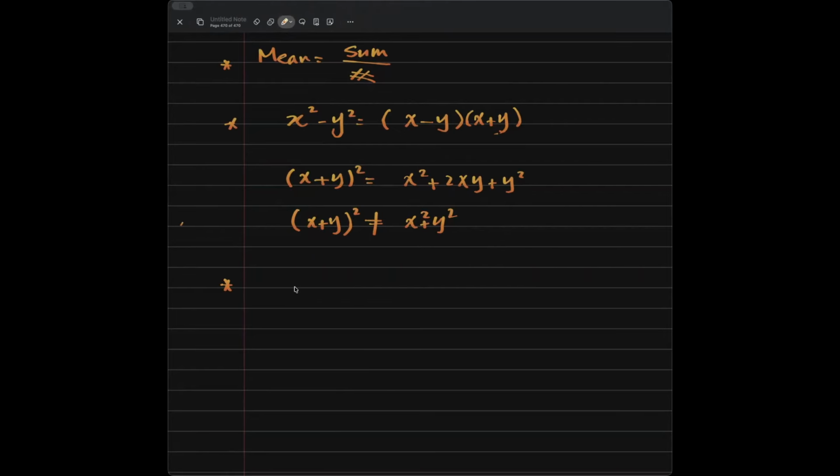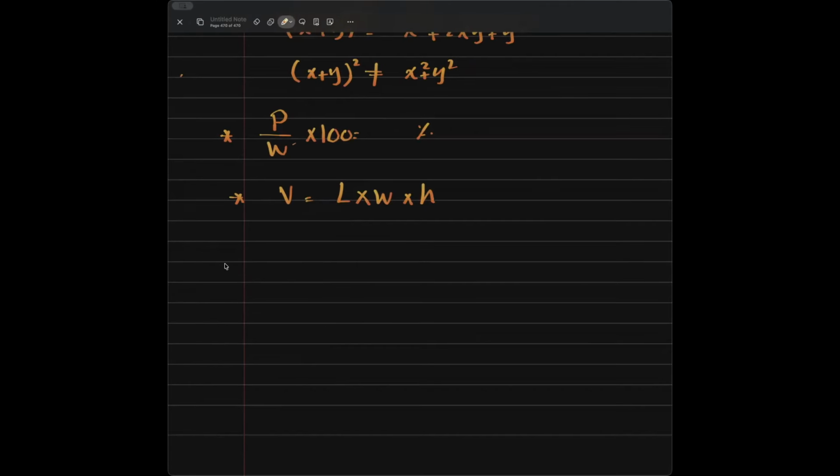Also, if you want to find the percentage of any value, you put the part over the whole times 100, and the answer will be in percent. The volume of the rectangular prism or the cuboid is length times width times height. And if you have supplementary angles, their sum equals 180 degrees.